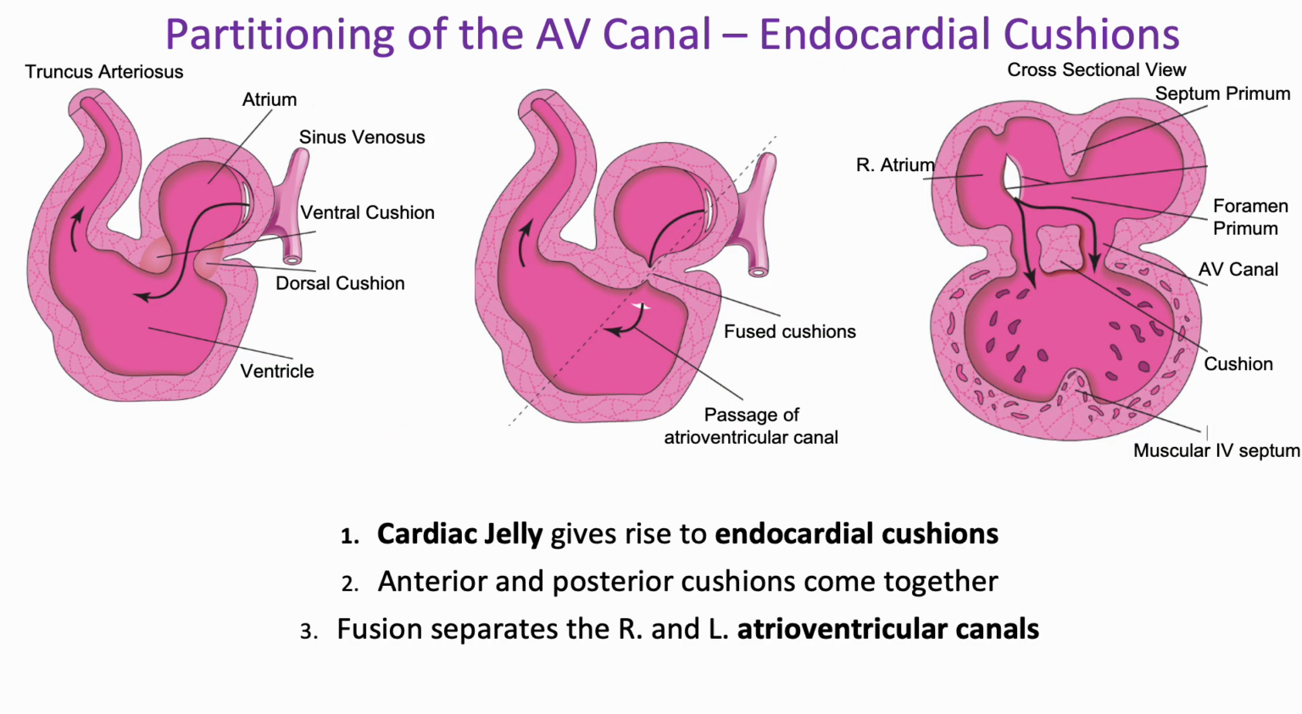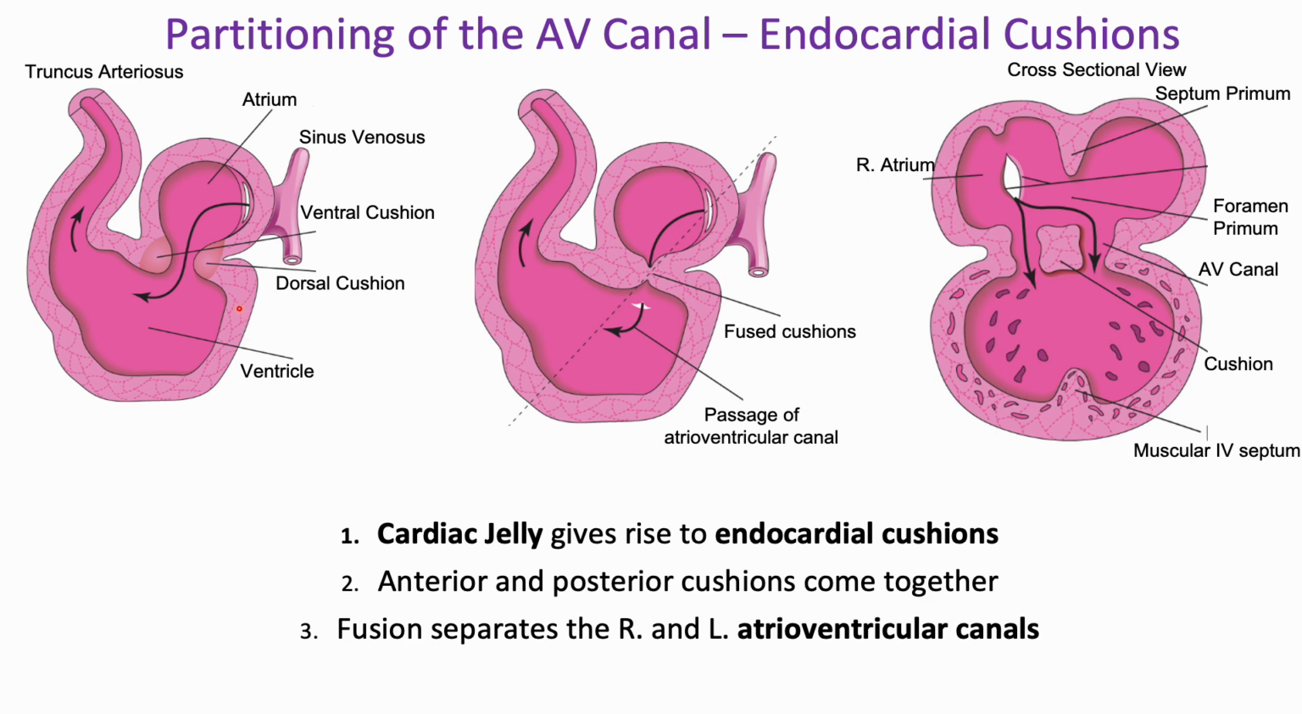Okay, so again, we talked about initially you have one big tube that forms the heart, but we know in adult anatomy we have a right and left side. So now what we need to do is partition the atrium and ventricles from one another into right and left halves. So the first thing that's going to happen is we need to form the endocardial cushions. And that's what we're actually seeing happening here in these images.